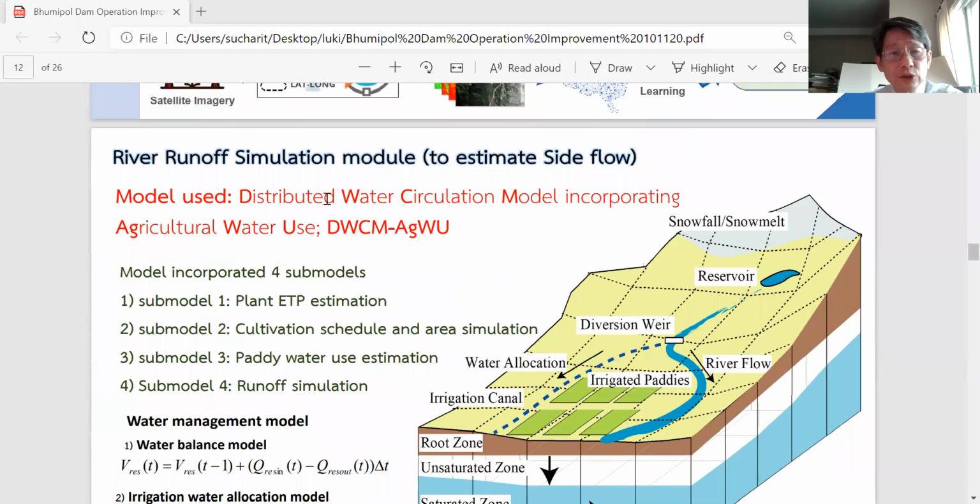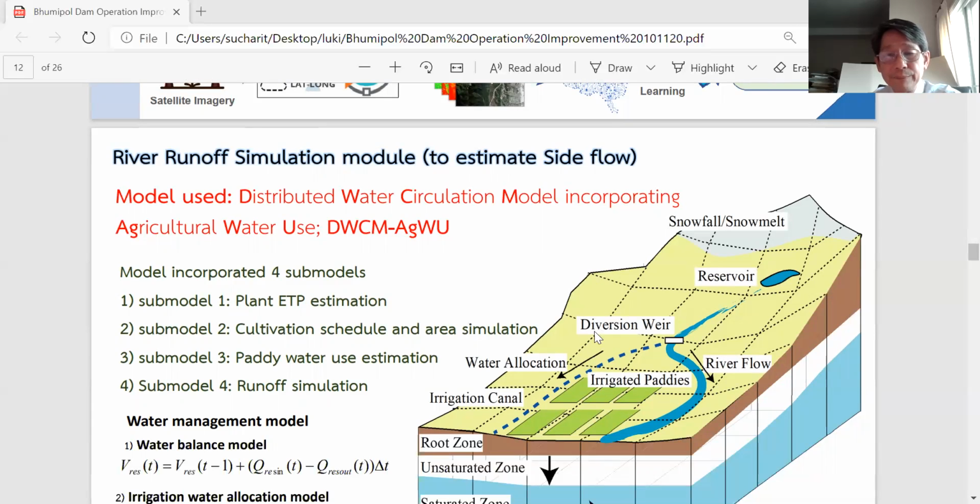Again, from the simulation of the river runoff, we estimate the side flow, because this is a big area. If we have rain, we have certain runoff in the area and from the upstream also. So this module, we call it DWCW, water use. For each block, we divide into about 4,000 blocks, they have the estimation of the irrigation demand and the cultivation schedule. So for each block we have the demand, and we can estimate the supply.